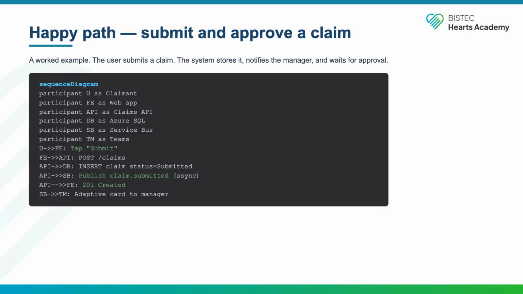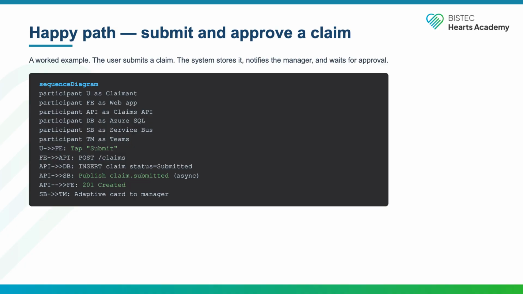A worked example: the user submits a claim. The system stores it, notifies the manager, and waits for approval. Read the Mermaid code. There are 6 participants: the claimant, the web app, the claims API, Azure SQL, Service Bus, and Teams. The claimant taps Submit on the web app.